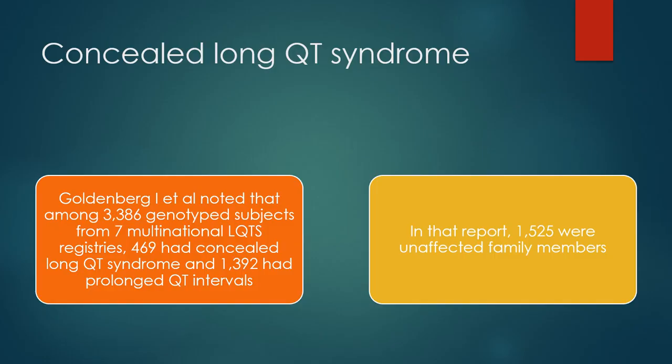Goldenberg and colleagues noted that among 3,386 genotyped subjects from 7 multinational LQTS registries, 469 had concealed long QT syndrome and 1,392 had prolonged QT intervals. In that report, 1,525 were unaffected family members.